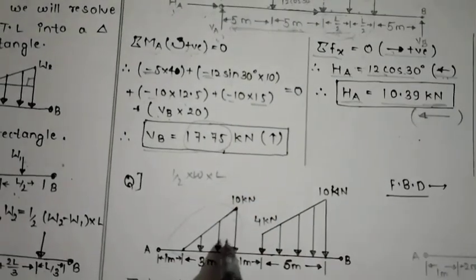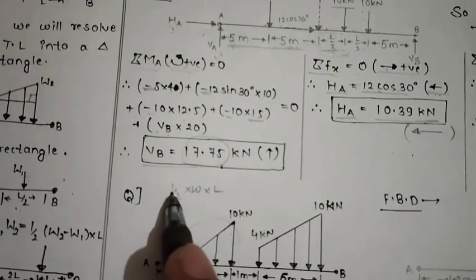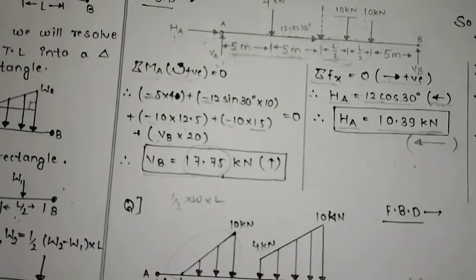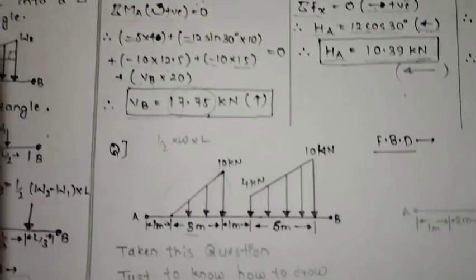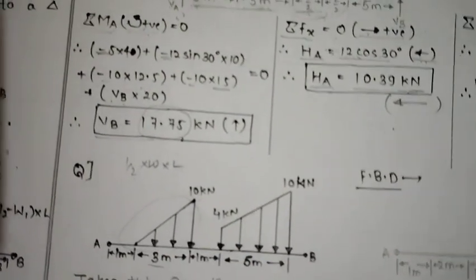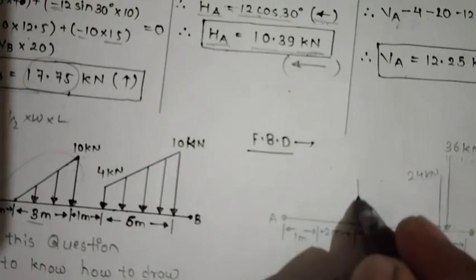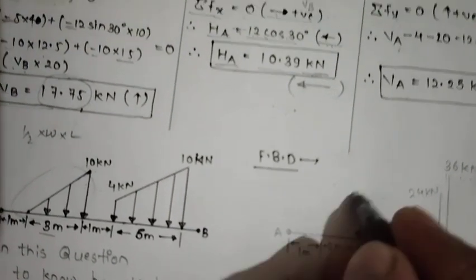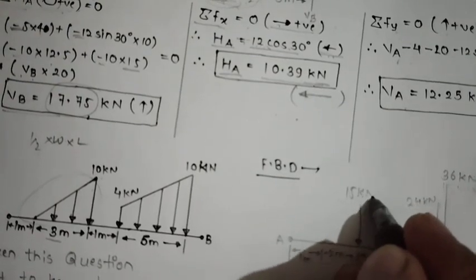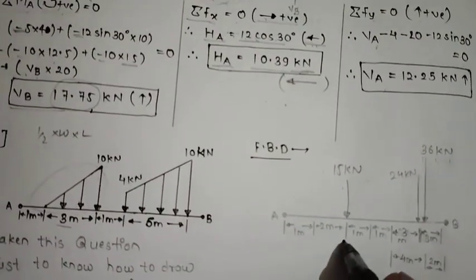W is 10, L is 3, so it becomes 30, and 1 by 2 means half. So guys, I think I forgot to draw this force in the FBD, so I will draw it now. As you can see, it will be acting here, and it will be 15 kilonewton. You may ask, why have I drawn this 15 kilonewton at this point?